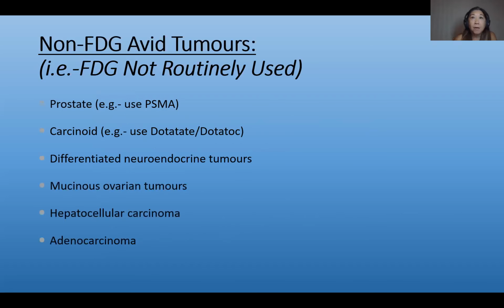So the other thing to notice is that there are a number of common tumors that are not actually FDG avid. In which case FDG would not routinely be used to image these types of tumors. It doesn't necessarily mean that PET cannot be utilized. So for example, with prostate cancer, we now have gallium-68 PSMA. For carcinoid tumors, we have dotatate and dotatalk.